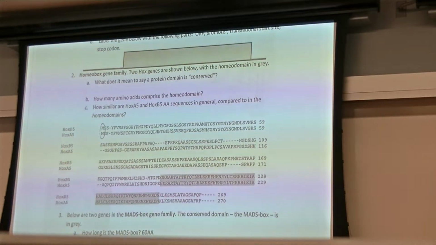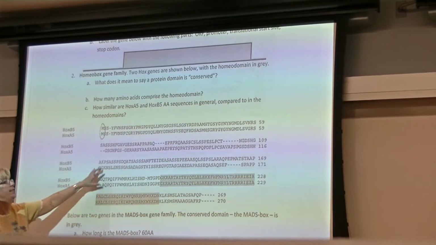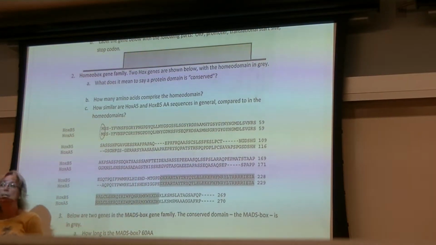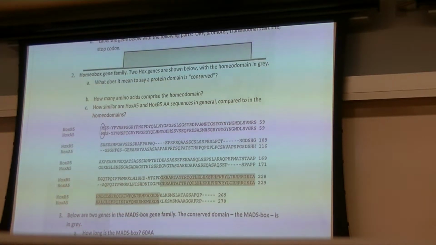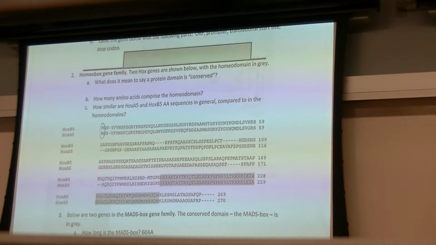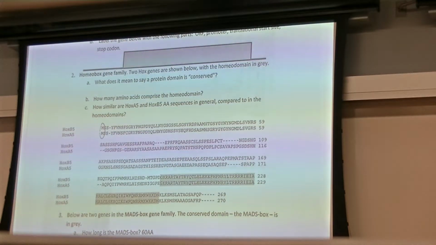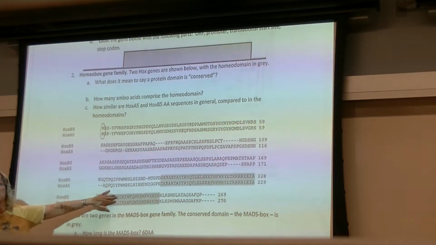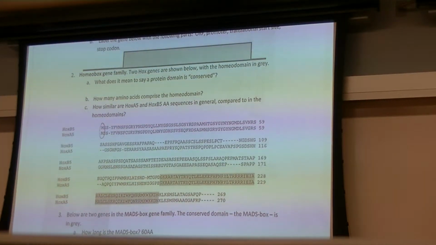So then if we look at the sequences in general compared to the homeodomain per se, and we think about conservation, how similar it is, what is the difference here? They're not very similar. Where are they not very similar? Everywhere outside of the homeobox, the homeodomain. Okay, so not so much similar outside of the domain, but within the homeodomain, very highly similar.